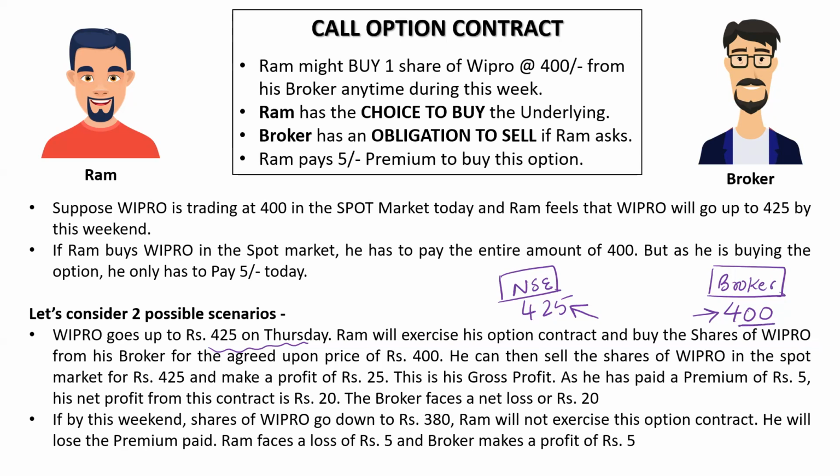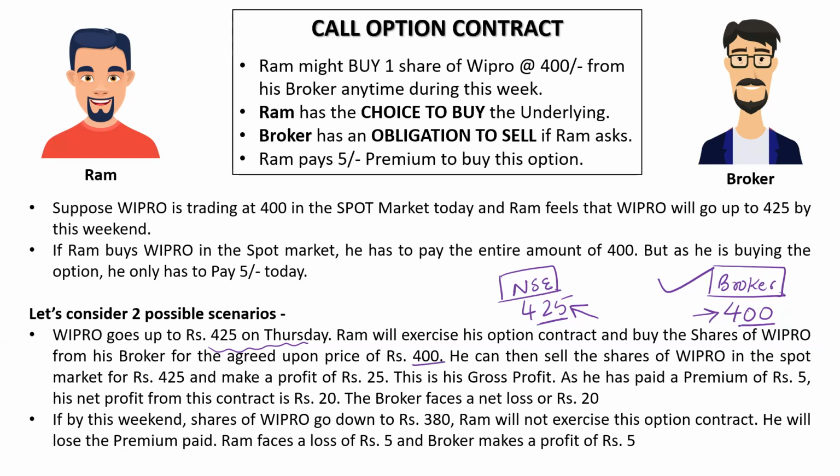If he buys it from the NSE, he has to pay 425. So obviously he will decide to buy it from the broker. That means he is exercising the option. He is going to the broker and saying that I want to buy the share of Wipro as we have agreed, and you have to compulsorily sell it to me at 400 because that is the price at which we agreed to do this transaction. So Ram will exercise his option contract and he will buy the shares of Wipro from his broker at the agreed upon price of 400.